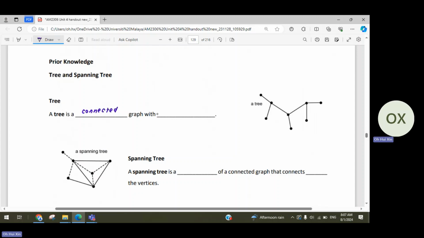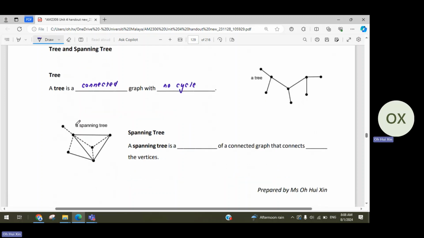So a tree is a connected graph, and the additional thing is that you must also ensure that there's no cycle in the graph itself. Okay, I give you an example. If let's say there is one more edge here, this is no longer a tree because you create a cycle over here. Similarly, if we have one more edge over here, this is no longer a tree as well, because you can see that this creates a cycle. So the idea is that you wouldn't be able to find a cycle in a tree. I hope that's clear what a tree is.